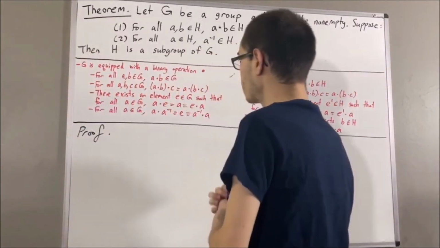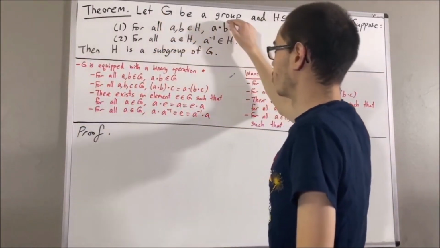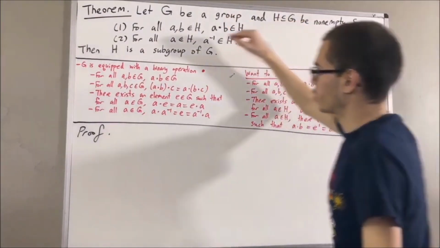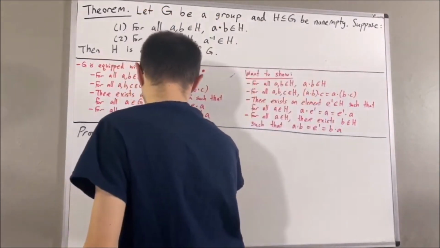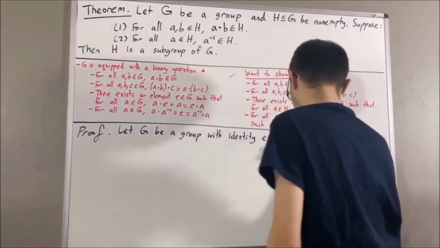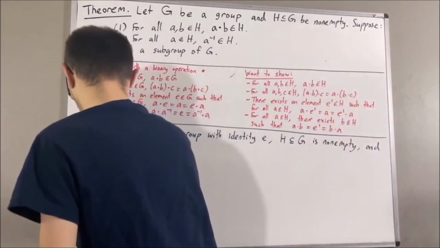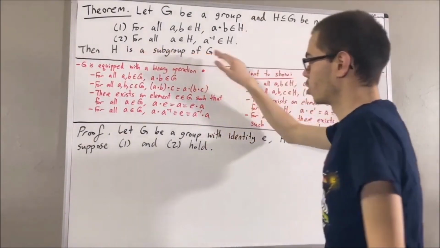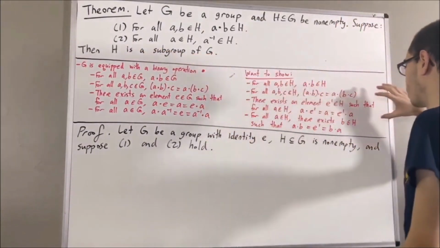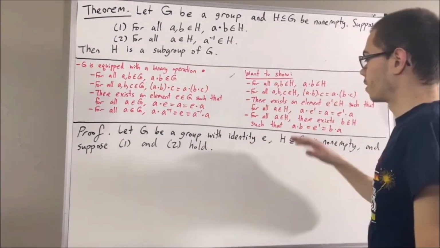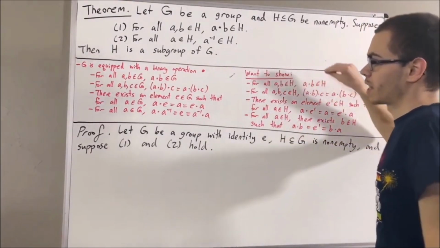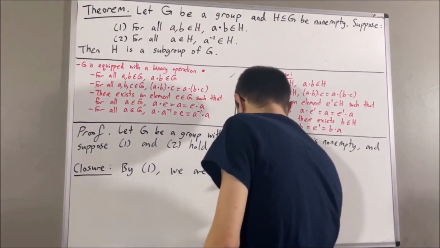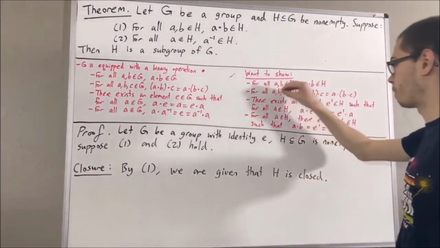To start with the proof, let's first give ourselves a group G with identity element E. Let's let H be a non-empty subset of G. And let's suppose 1 and 2 hold. And from here, the whole goal is to show that H is a subgroup of G, which means we want to verify that these 4 conditions hold. Now first, we know that closure holds, because that's precisely what 1 tells us. So next, let's verify associativity.